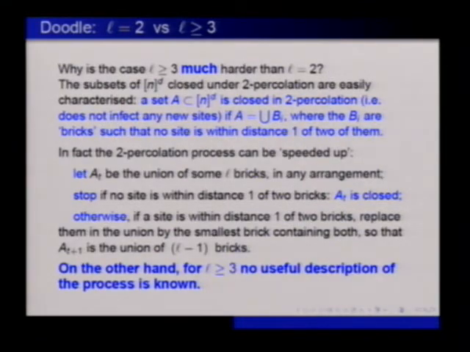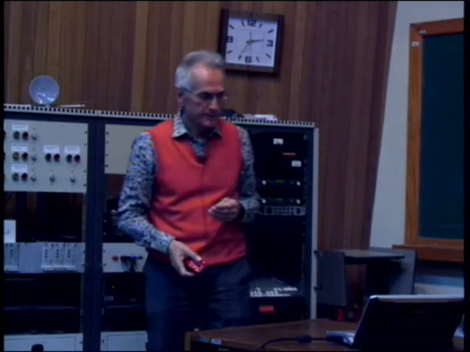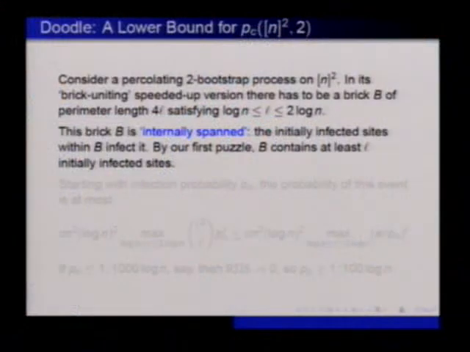And the trouble is that for L at least 3, there is nothing like that known. It's not clear that there is nothing like that, although I strongly suspect that there is nothing which is remotely simple, which is remotely usable to get bounds on various probabilities. So one has to use various substitutes. One has to approximate the possibility that percolation can happen, and use that to get bounds on the critical probability.